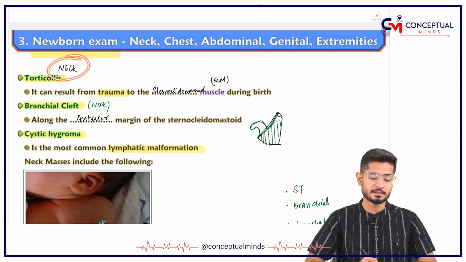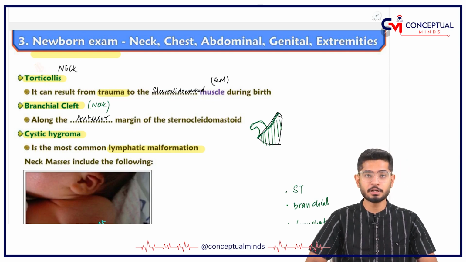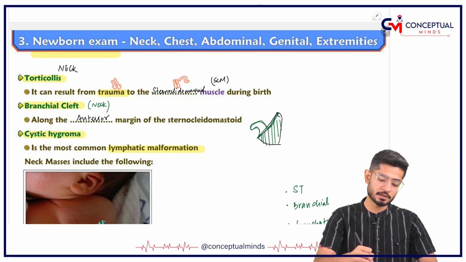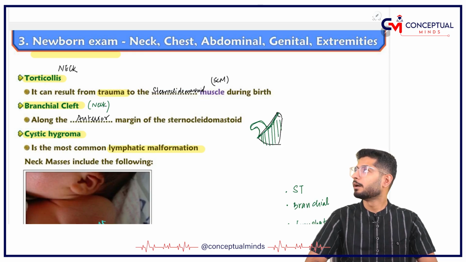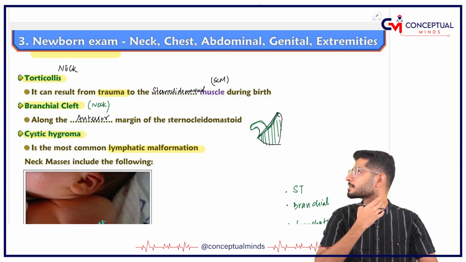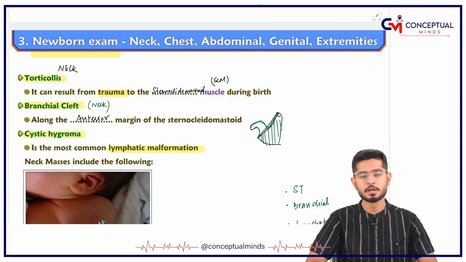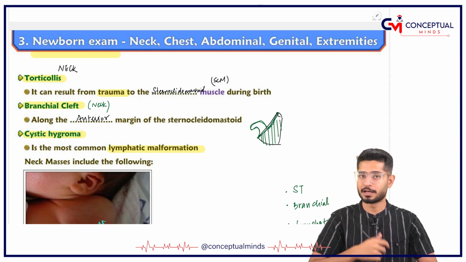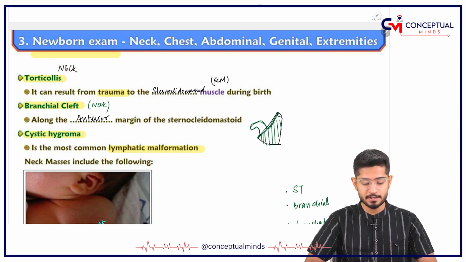So in the neck, please understand the first abnormality is torticollis, and torticollis occurs as a result of trauma to the sternocleidomastoid muscle during birth. So for example, if I do this action, the sternocleidomastoid is getting prominent, but if sternocleidomastoid is gone, I can't do that action which I was doing before. Of course, the chin is lifting up and tilting to the other side. This can't be done. So this is called torticollis.